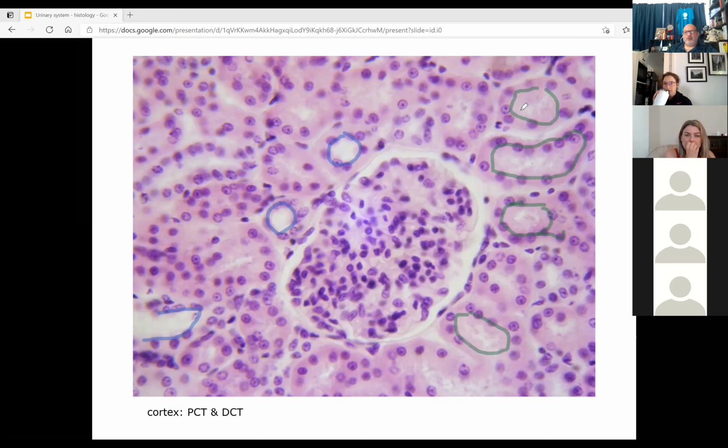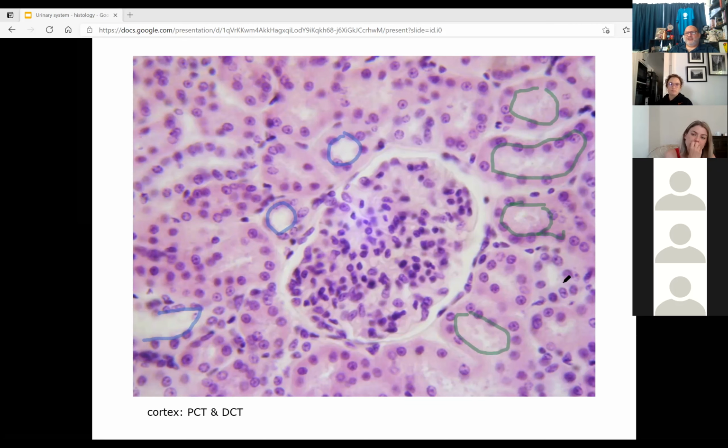So really the key way to tell the difference between the proximal convoluted tubule and the distal convoluted tubule is going to be the condition of the lumen. If the lumen is very clear, it is very likely to be the distal convoluted tubule. If it is very dirty, I don't know a better word than dirty, but it looks like it's got a lot of stuff in it, then it is going to be the proximal convoluted tubule.